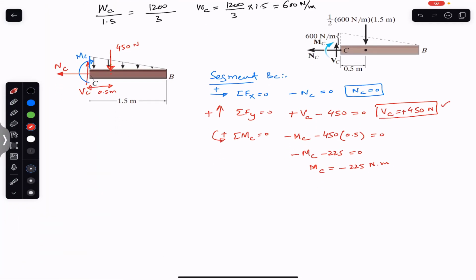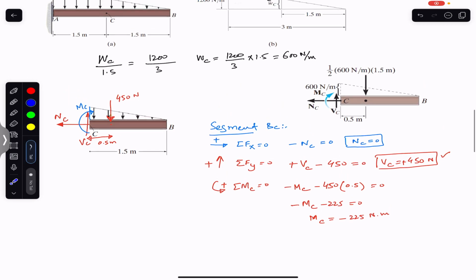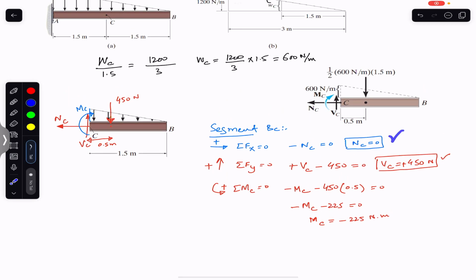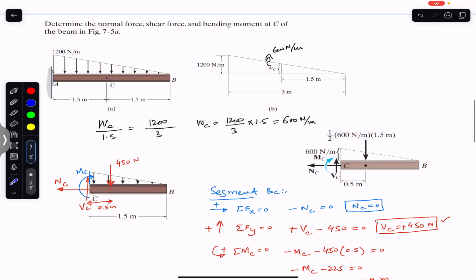The negative sign tells us that the assumed direction is not accurate. So the magnitude of MC is 225 Newton meters, and its actual direction at point C is counterclockwise. So the normal force at point C is 0, the shear force at point C is 450 Newtons in the upward direction, and the bending moment at point C is 225 Newton meters in the counterclockwise direction. So this is the solution of this particular problem.